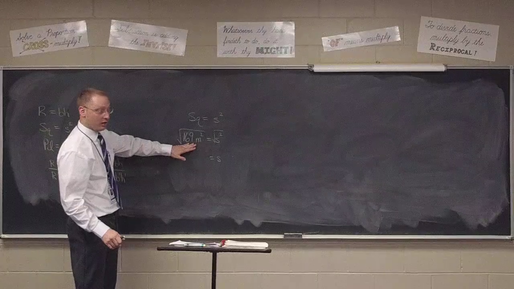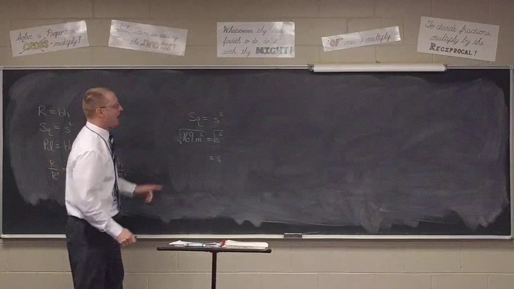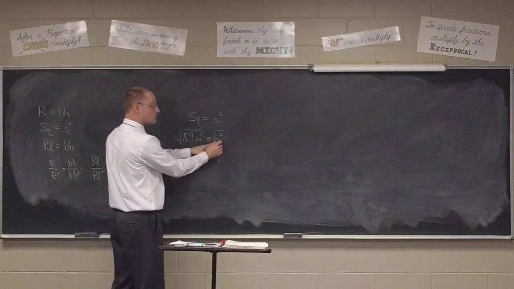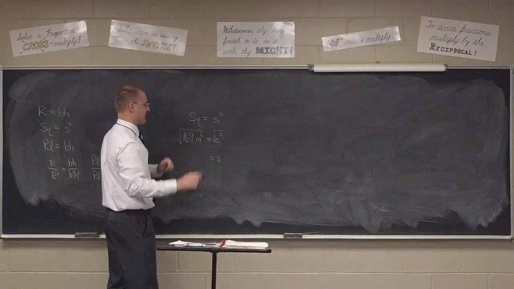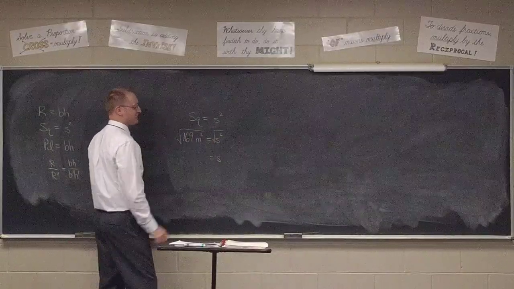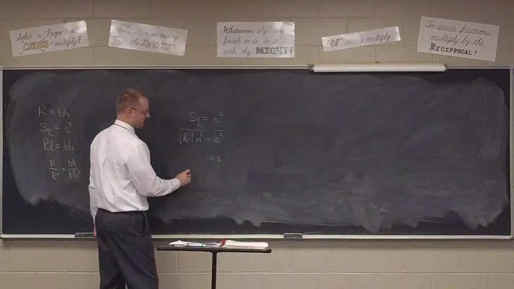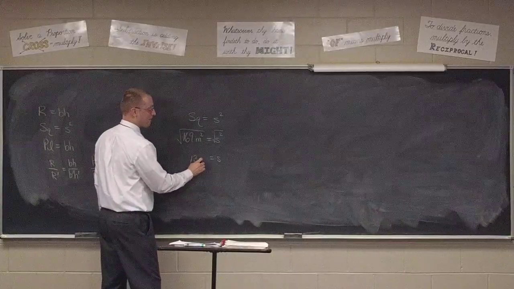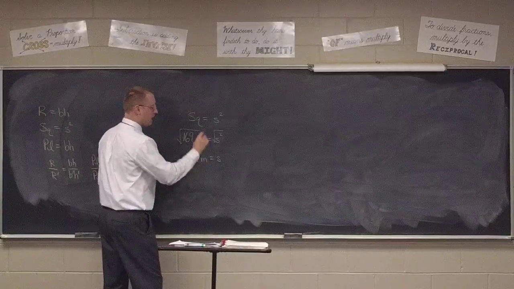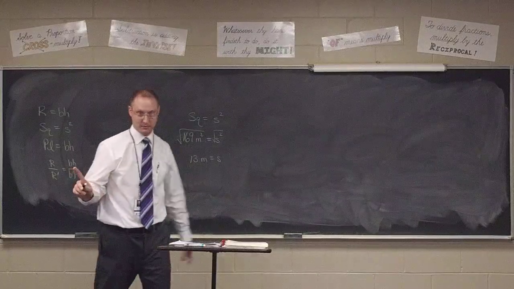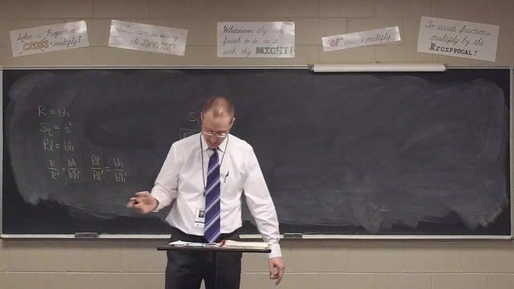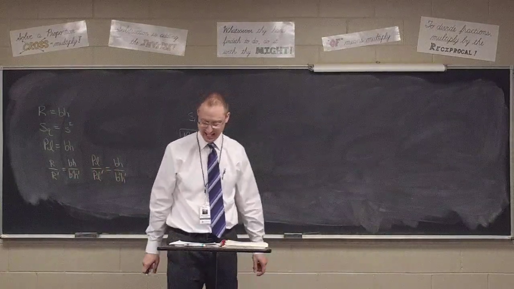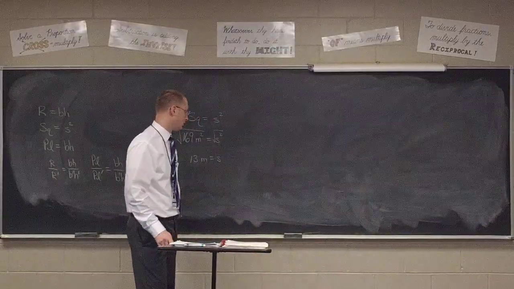The area goes in for the area. And to find S, since it's being squared, I take the square root. Now, Ethan, when we take the square root of 169 meters squared, what do we get for the side? 13 meters. That's the side. But I didn't ask for the side this time. I asked for the diagonal.